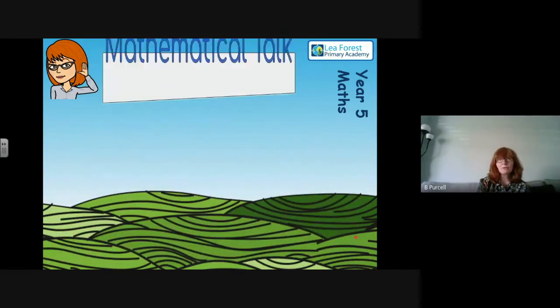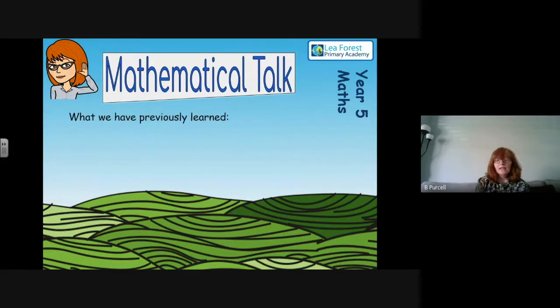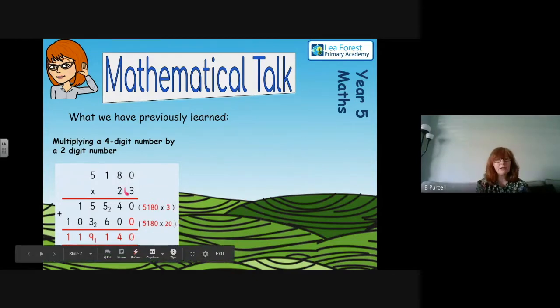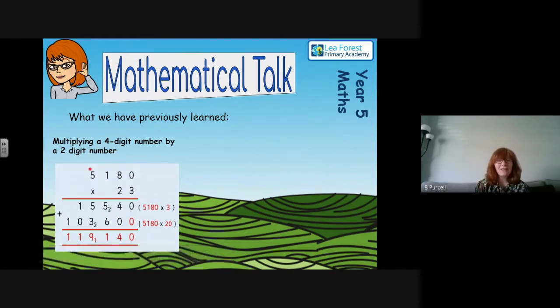More mathematical talk. Multiplying a 4-digit number by a 2-digit number. So we moved forward from 2 digits by 2 digits to 4 digits by 2 digits. So again, that same process takes place. We multiply 5,180 by 3, by our units number. And then we multiply 5,180 by 20.